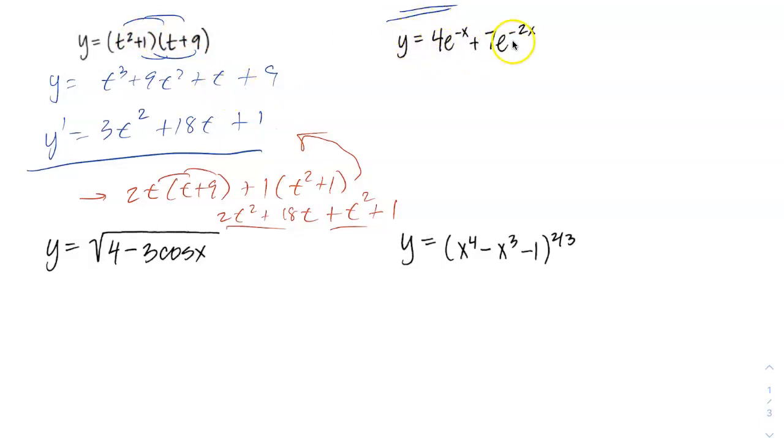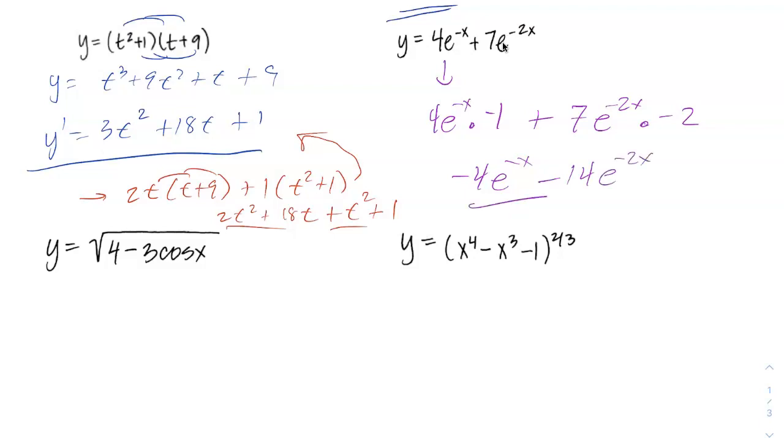The next one, these are both chain rules. So remember what we do with e's: you just want to copy them, then times by derivative of the power. So derivative of negative x will be negative 1 plus, again, the way you do e's, copy them, and times by derivative of the power, so negative 2. Simplify that a little bit: negative 4e to the negative x plus, I guess, minus 14e to the negative 2x.